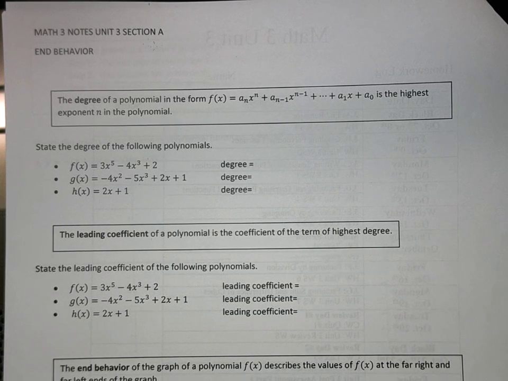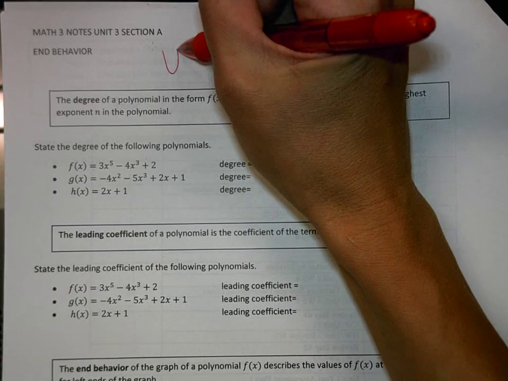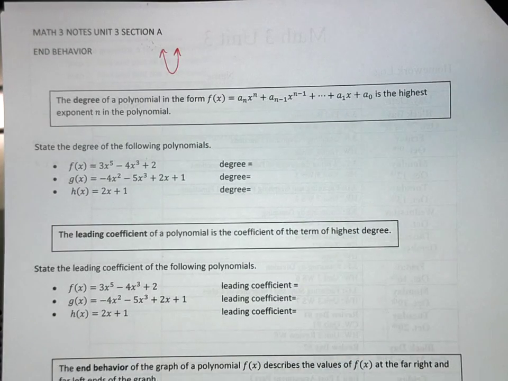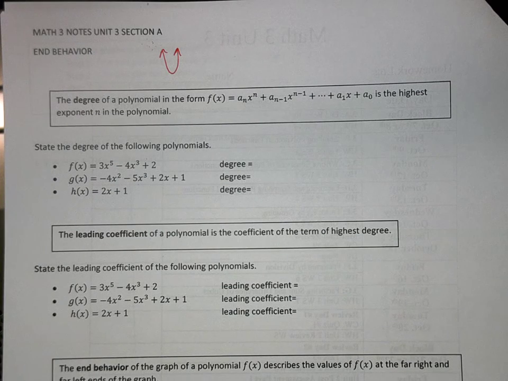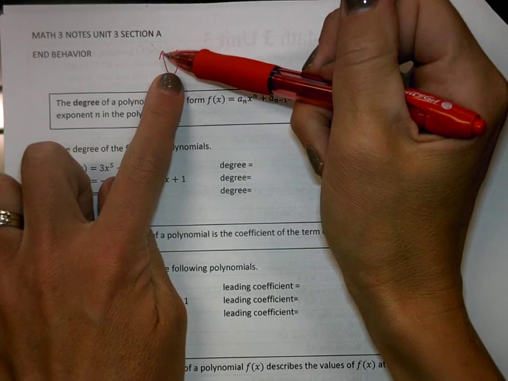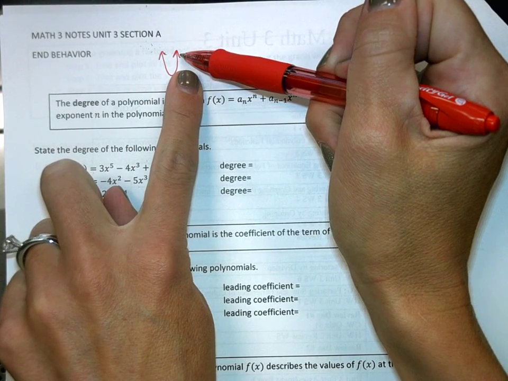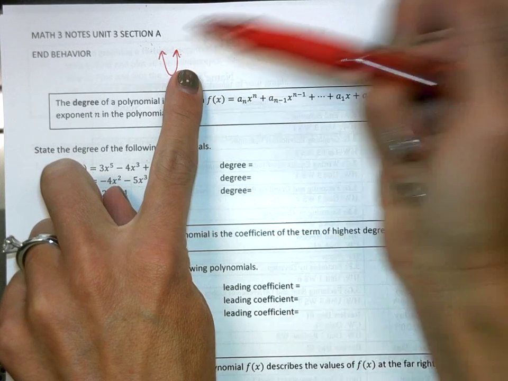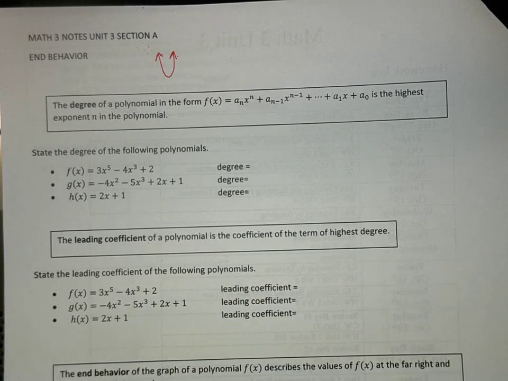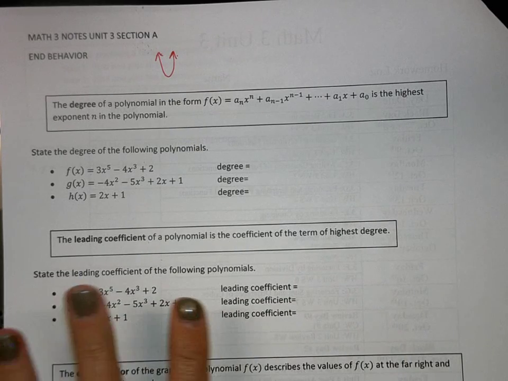All right, Math 3, Section A, and this goes along with Worksheet 1. So today we are talking about end behavior. In a parabola, you have your U-shaped graph, correct? When you're talking about the end behavior, we are talking about each end of the graph. So this end of the graph goes to positive infinity, and this end of the graph also goes to positive infinity, okay?